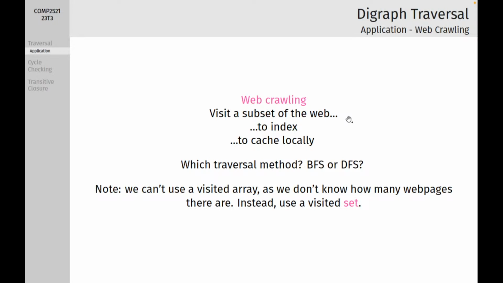All right, and one thing about web crawling is that we can't really use a visitor array, right? Because with a visitor array, we have an array of V booleans where each boolean keeps track of whether we visited the page. With web crawling, we can't do that because we don't know how many web pages there are. So what we do instead is we use a visited set, that just contains all the web pages that we visited so far.